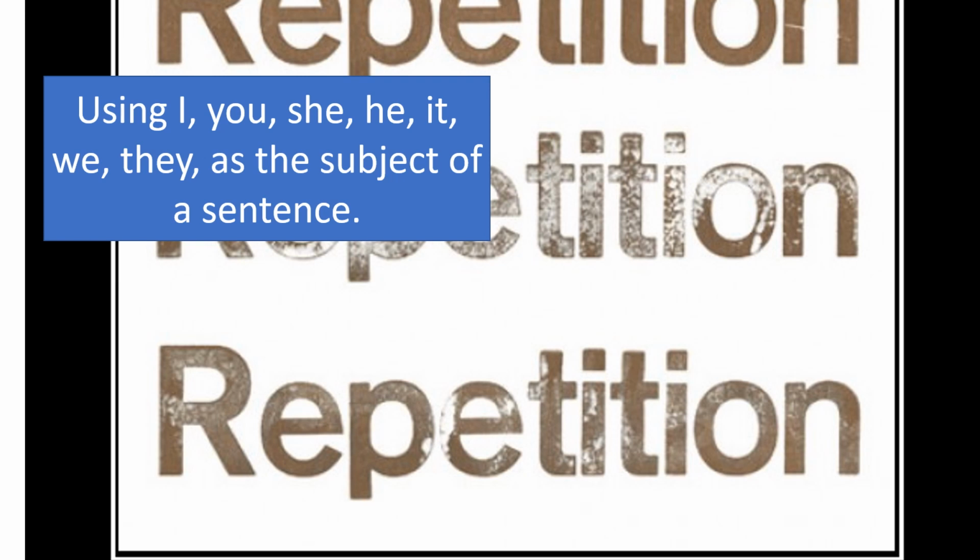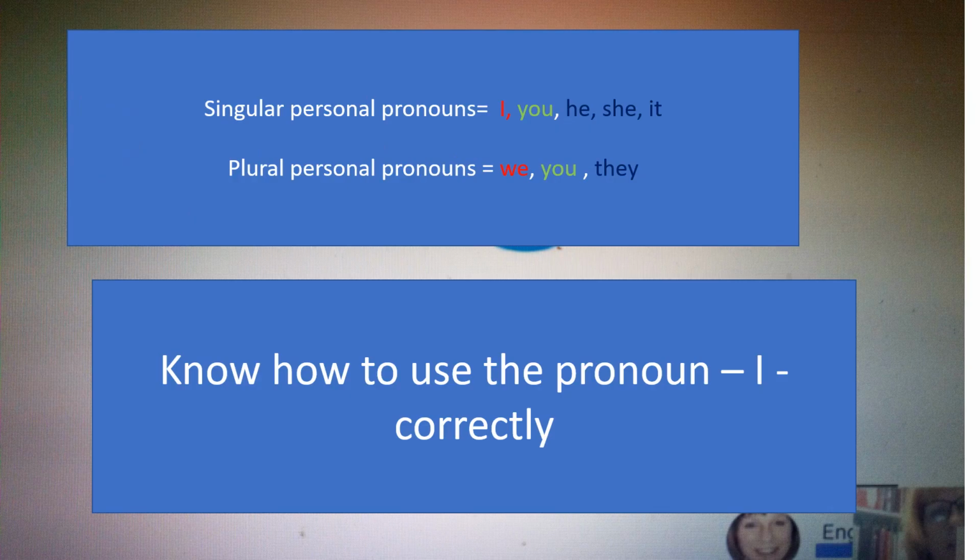And the reason we have to look at this is because using these pronouns prevents repetition in your writing and makes your writing far better in terms of the structure of your ideas and the flow of your sentence. So a quick recap: singular personal pronouns, I, you, he, she, it, and plural personal pronouns, we, you, they. And as you know, that's first person, second person, third person.